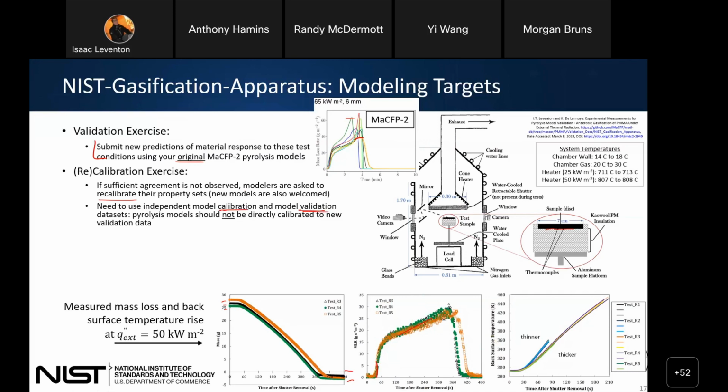So hopefully it's clear on the calibration versus validation part of this. I want to highlight that if you were not able to participate in MaCFP2, we're still more than happy to have new models submitted for this exercise. Just please be careful, don't fit perfectly to this data set and say, hey, I match it, it's great. Please use the calibration data that's already available and develop your models from there.